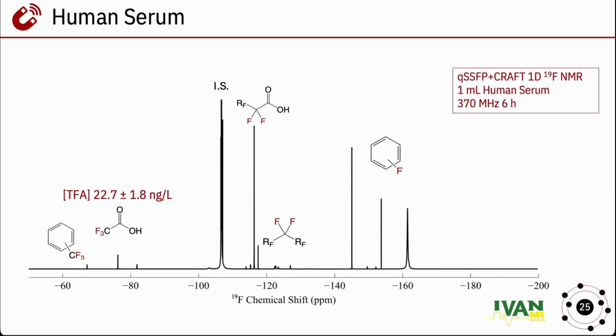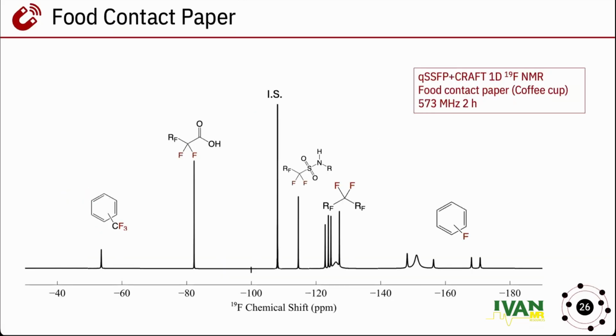This is, of course, human serum. So it's 1 milliliter of human serum. And the experiment time is still quite lengthy. It's 6 hours. But this 6 hours incorporates almost 1 million full 90-degree quantitative NMR scans. And we're able to quantify TFA in the human serum, as well as other perfluorinated compounds and fluorinated pharmaceuticals.